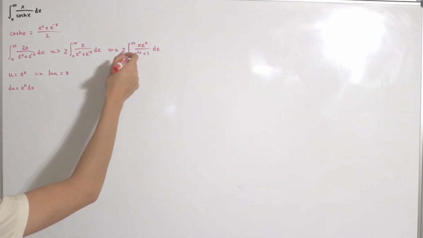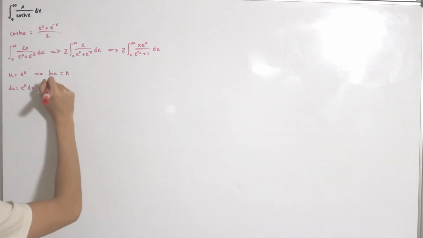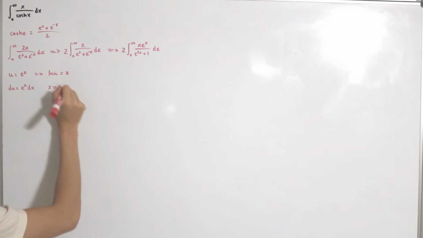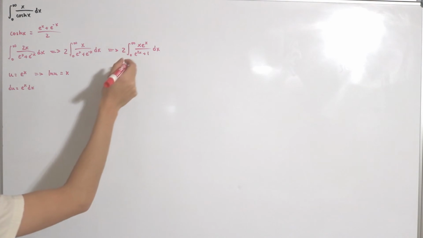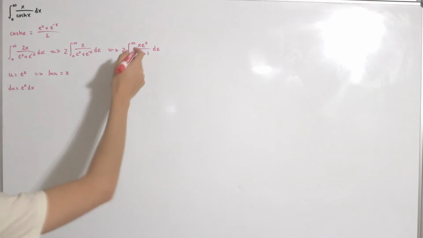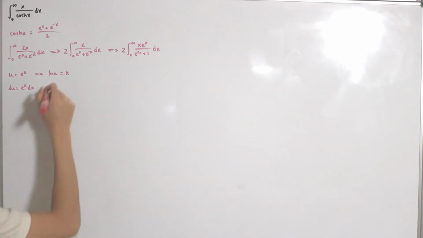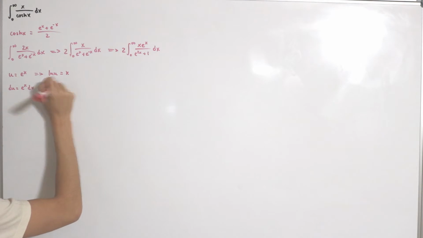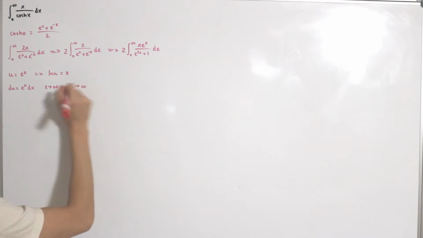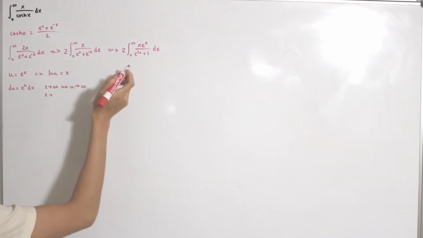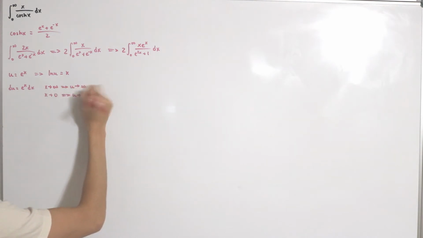Let me start with our upper bound first. When x is equal to infinity, then u is equal to infinity. So u approaches infinity, and when x approaches 0, then u approaches 1.